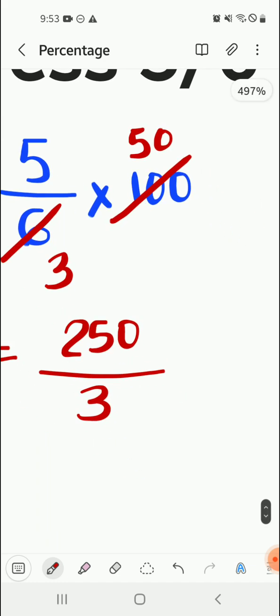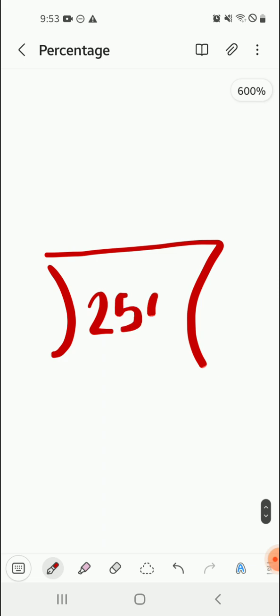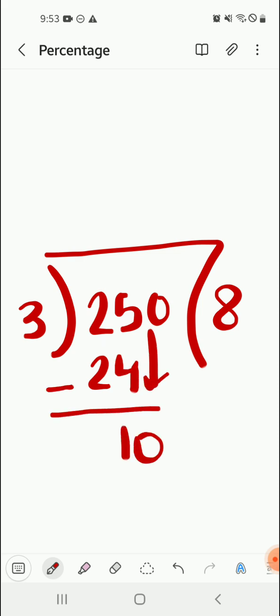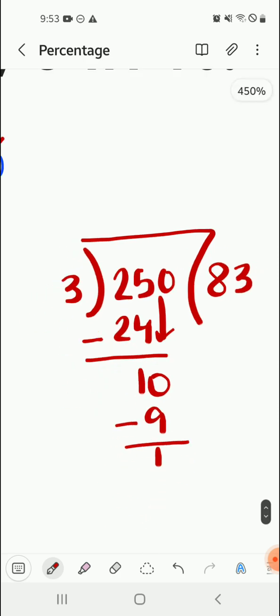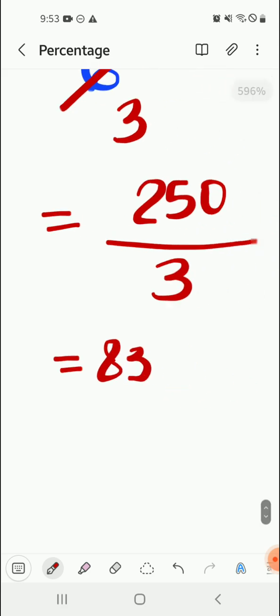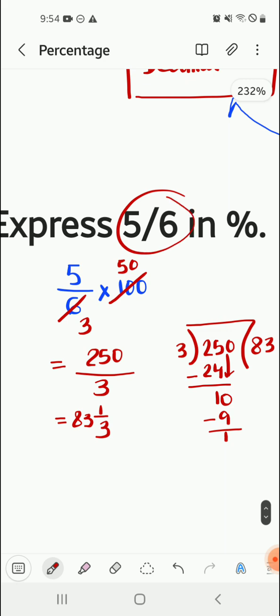Convert the number into mixed fraction because it's given in improper form. So 250 divided by 3: 3 into 8 is 24, 1, 0 moves down. 3 into 10 is 9 and remainder is 1. So 83 1 by 3 is the number. What does this mean? It means that 5 by 6 in terms of percentage is 83 1 by 3 percent.